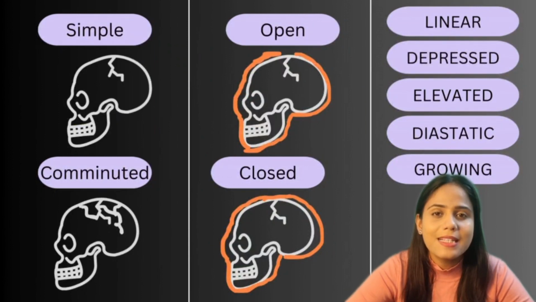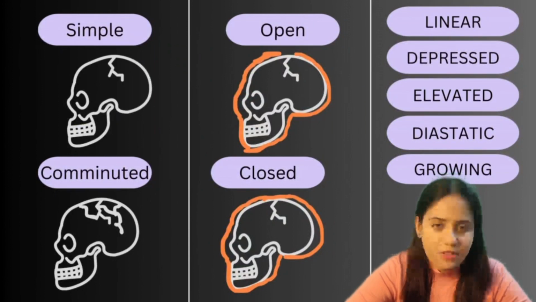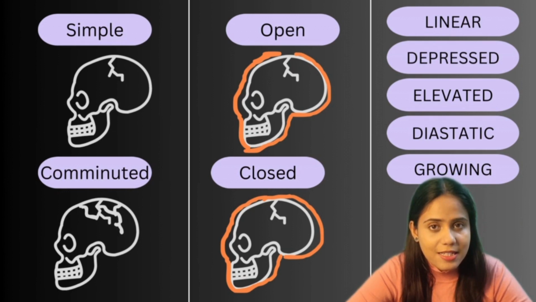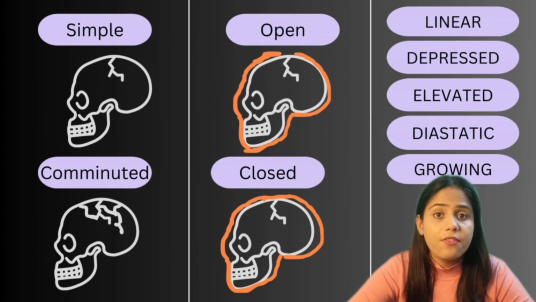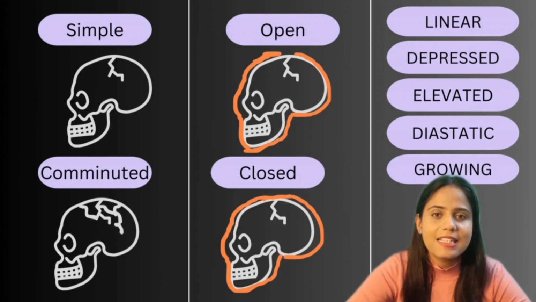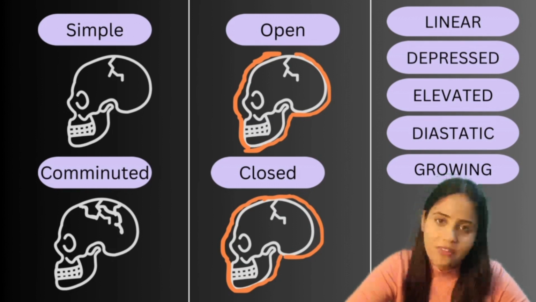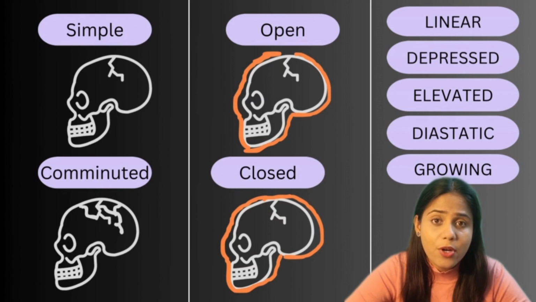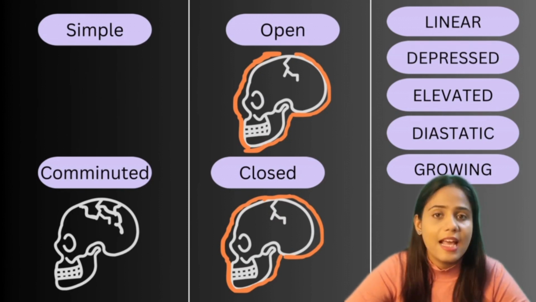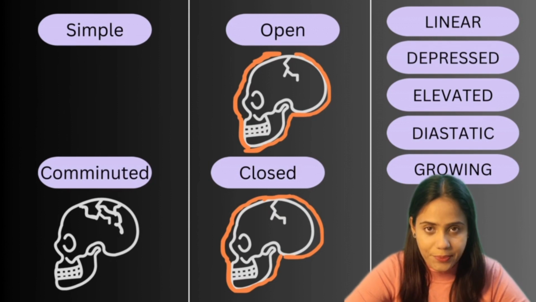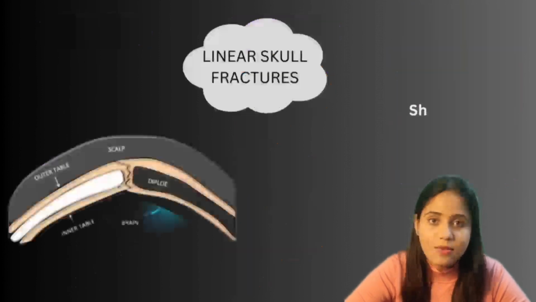When there is one single line of fracture present, it is a simple fracture. Multiple fracture lines, it is a comminuted fracture. If the overlying skin is intact, it is a closed fracture. If there is laceration of the overlying skin, it is an open fracture. Now, from a radiological point of view, these fractures can be divided into linear, depressed, elevated, diastatic, and growing. Now let's see these one by one.